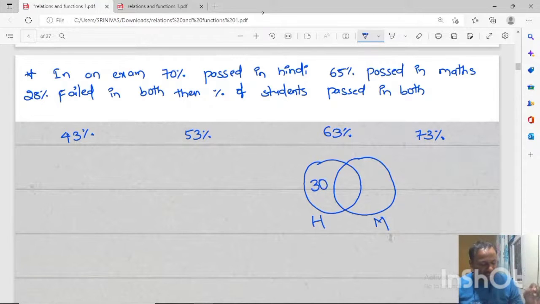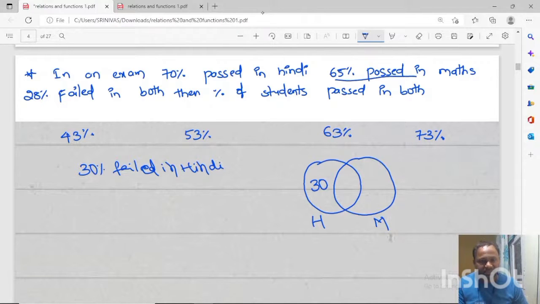Here I will write 30% failed in Hindi. Okay. And 65% passed in mathematics. 65% passed in mathematics means 35% failed in mathematics. Okay. So these are also failed. These are also failed.